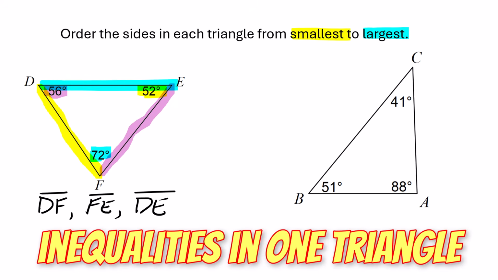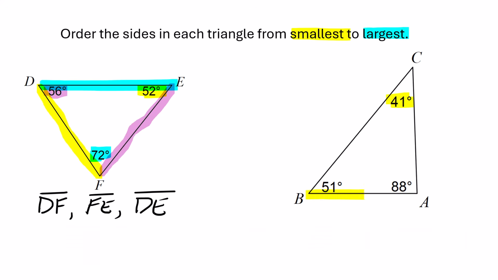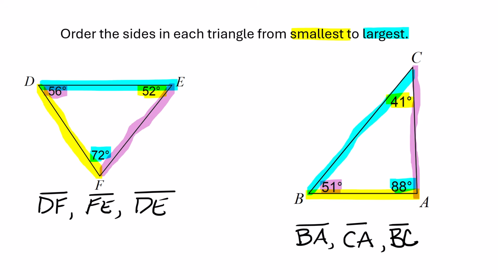Now this isn't telling us what the side lengths are. This is just us being able to put them in order based on the angles. Okay, do it again. How about you pause the video and see if you can do it, and I'll come right back and show you. Okay, 41 is the smallest angle, so BA has to be the shortest side. 51 is in the middle, so then it would be side length CA, and then 88, and that would be side length BC. That's how you relate them and how you can put them in order.